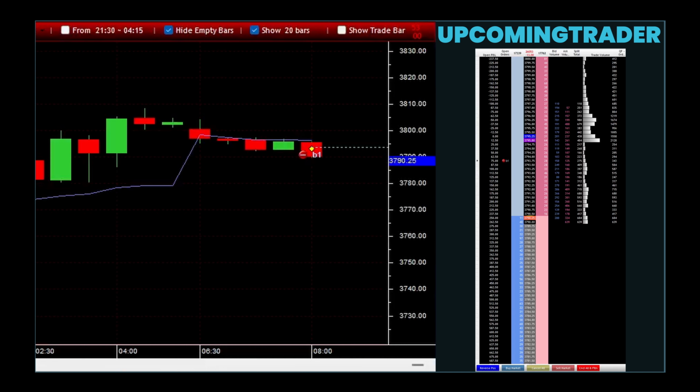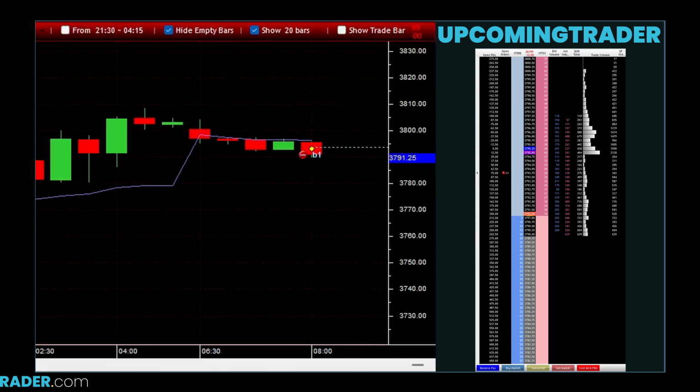2. Dragonfly doji. A candle with almost no body and a long lower wick. It's formed when the open, high, and close prices are nearly the same, with a significant price dip during the session that's fully recovered by the close. This pattern indicates a strong buying pressure after a sell-off, suggesting a possible upward reversal.